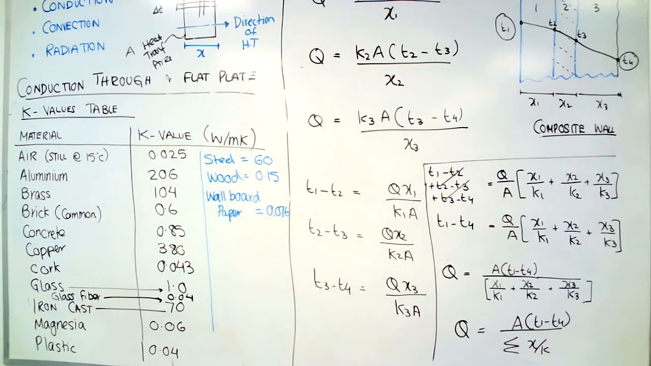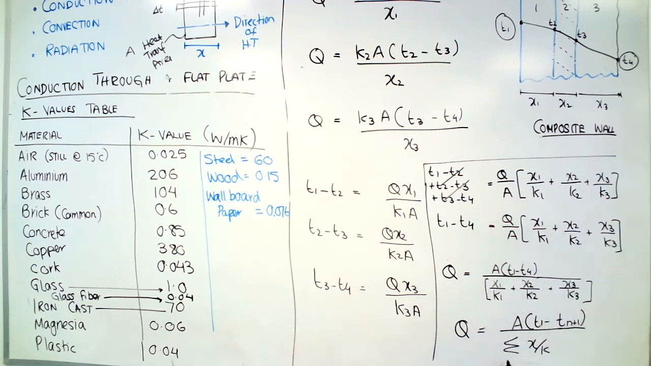Now, the top one, I put T1 minus T4. This can also be written as T1 minus T(n plus 1). How many walls are there? See, there are 3 walls, so that is 4 there. So you can do that one.